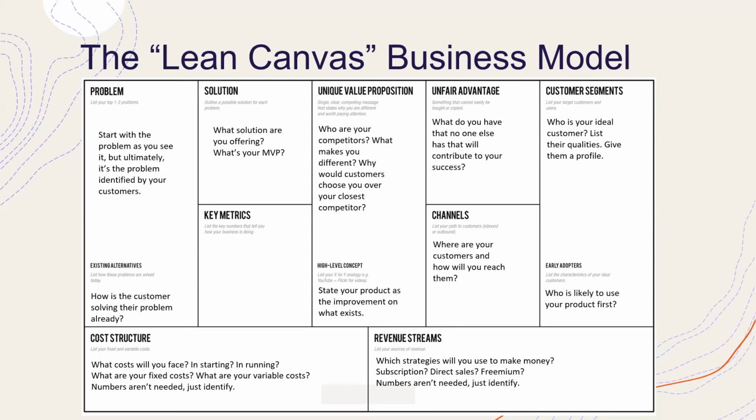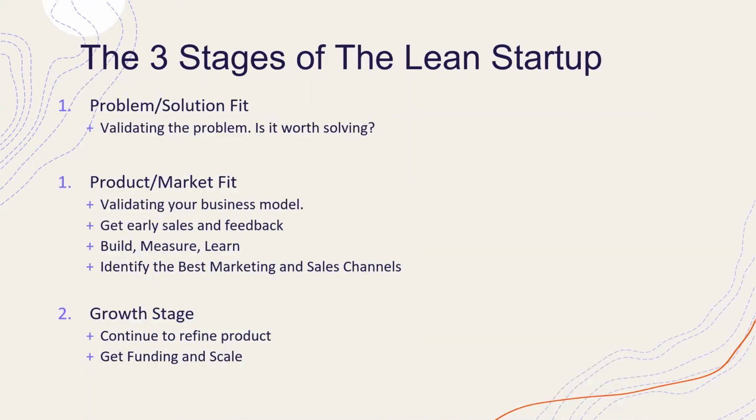So that's the business model canvas, and you should have the opportunity to fill one out based on your business or based on a practical exercise. So let's talk about the 3 stages of the lean startup process. So we start with the problem solution fit. Remember, I mentioned to you, we go back and we validate that problem. Is it worth solving?